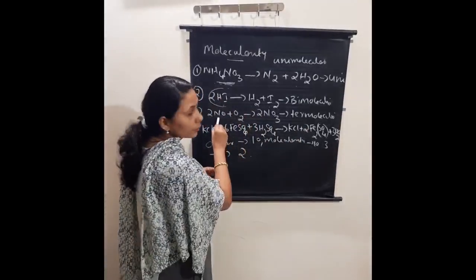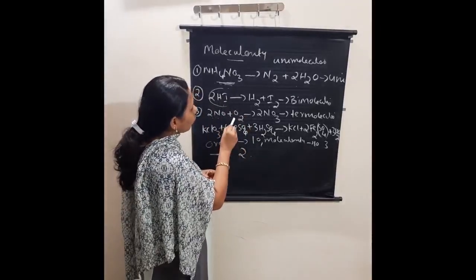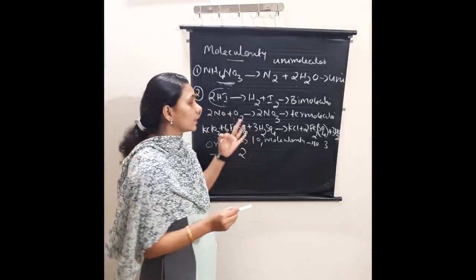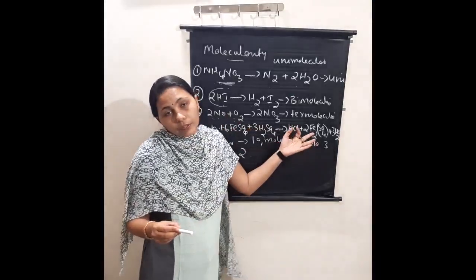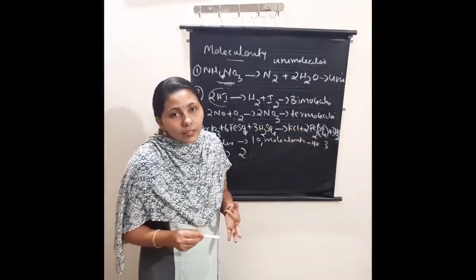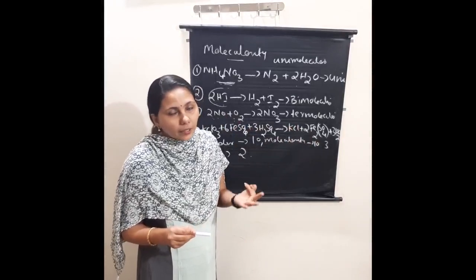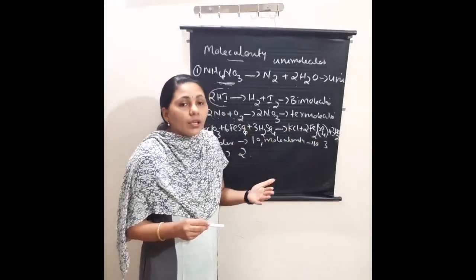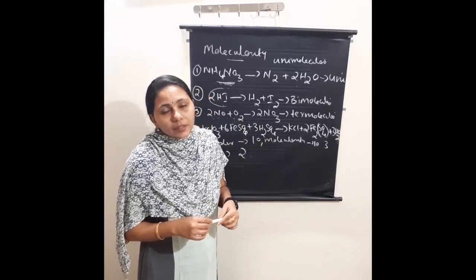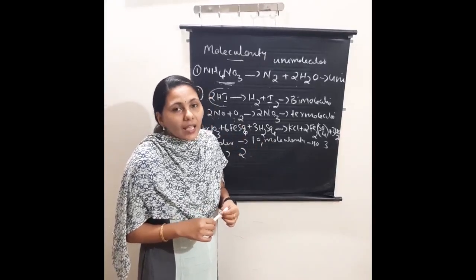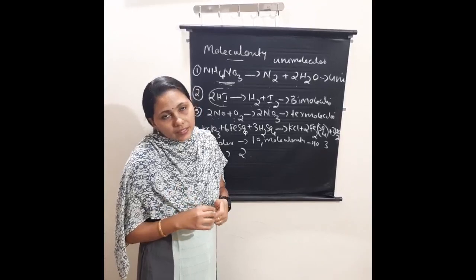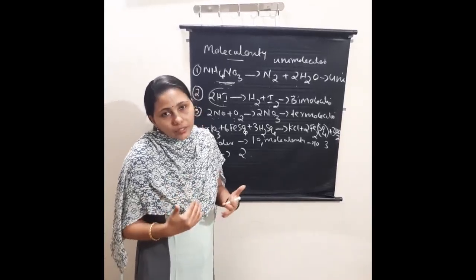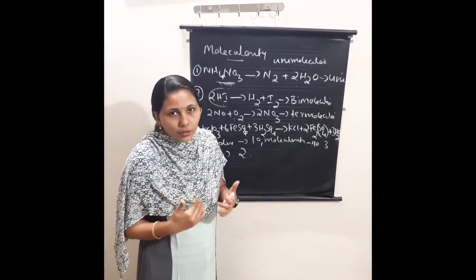Then the third one, here you can see 2NO plus oxygen. So in total how many molecules are there? 3 molecules. That is why it is which type of reaction? Termolecular reaction. Termolecular reaction means 3. More than 3 or 4 molecules undergoing collision at a time is not very easy, and very few reactions are like that. Generally reactions with molecularity 4 are not there.